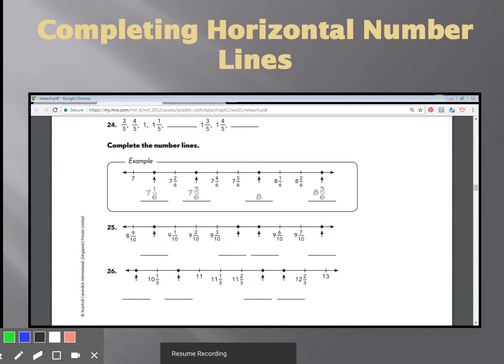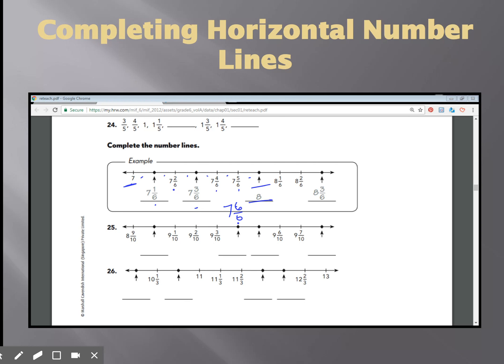Here we have an example where our number line in between 7 and 8 is broken up into 1, 2, 3, 4, 5, 6 spaces. That tells you the denominator of each fraction should be a 6. So they labeled 7 1/6, 7 2/6, 7 3/6, 7 4/6, 7 5/6. Remember, 7 6/6 would technically be next, but because 6/6 is equal to 1, that's why this is 8.